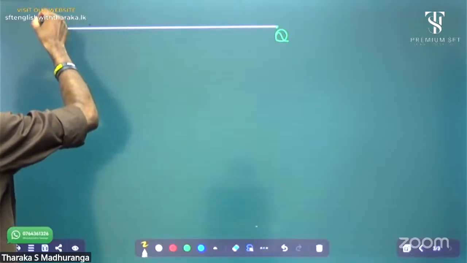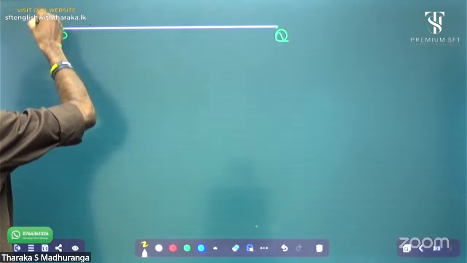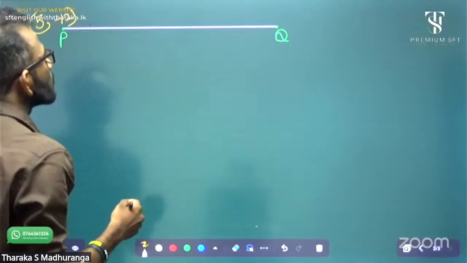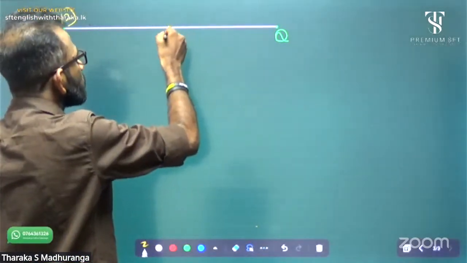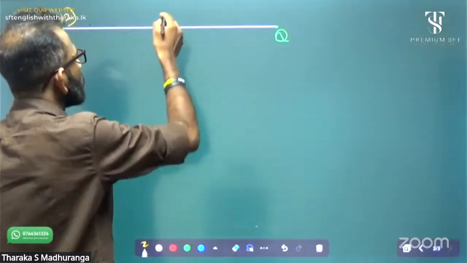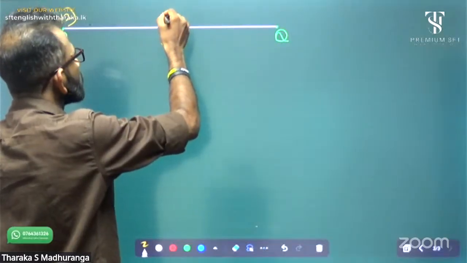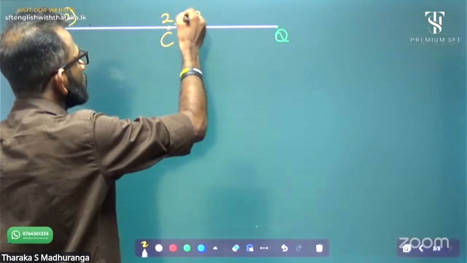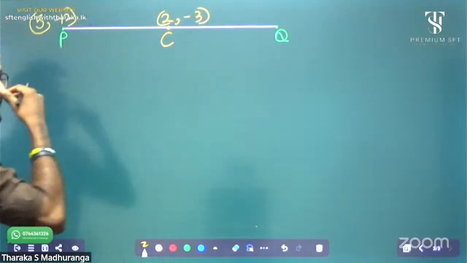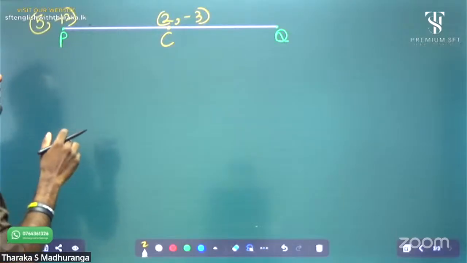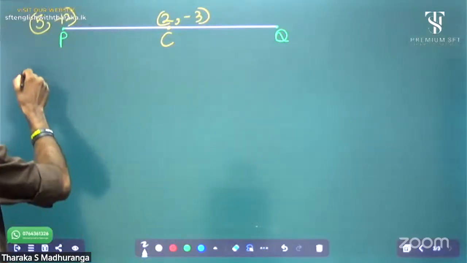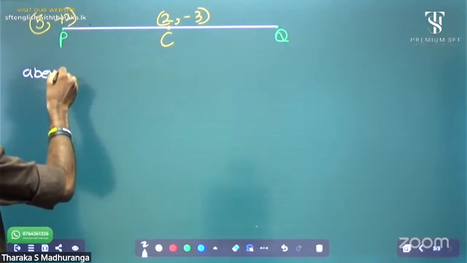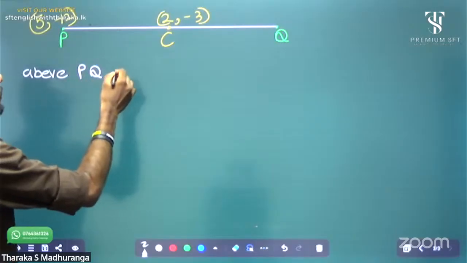P point coordinates are (5, -12). This is the center point. Center point coordinates are (2, -3). Okay, first of all, question part 1. Above the PQ straight line, write down the question. PQ straight line.